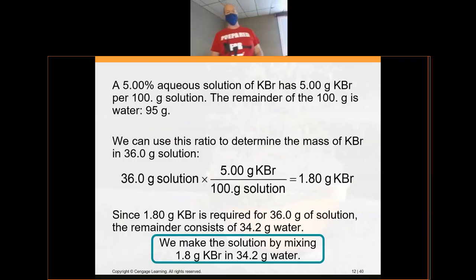All right, so again, I did do my math right, 1.8 grams of KBr. You would take your 1.8 grams, 36 is the total, so that means you have to add 34.2 grams of water to your 1.80 grams of KBr in order to get your 36 grams of solution.